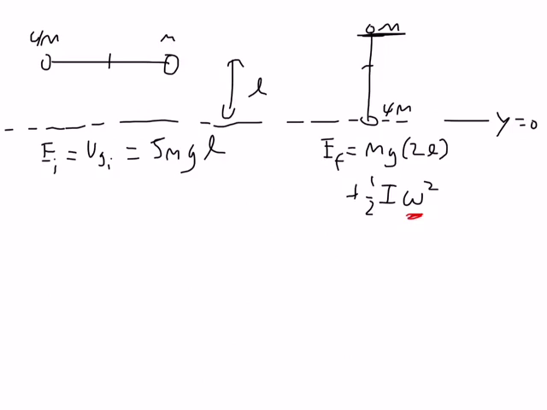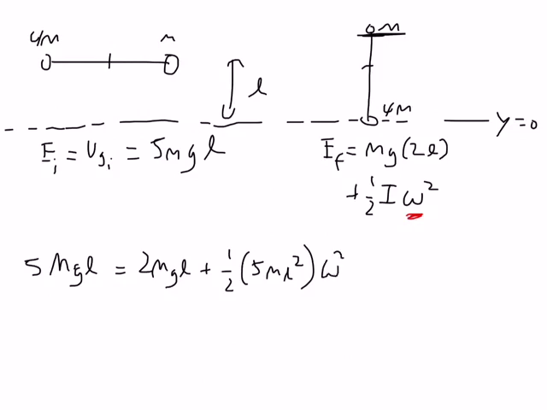So we'll put these two things together. We'll say energy is conserved. So 5mgL equals 2mgL plus 1/2 times the moment of inertia, which is 5mL squared, times omega squared. Right? So we can cancel some things. We cancel a mass and a length from every term. And we can combine these terms pretty quickly. So we'll get 3g equals 5/2 L omega squared.